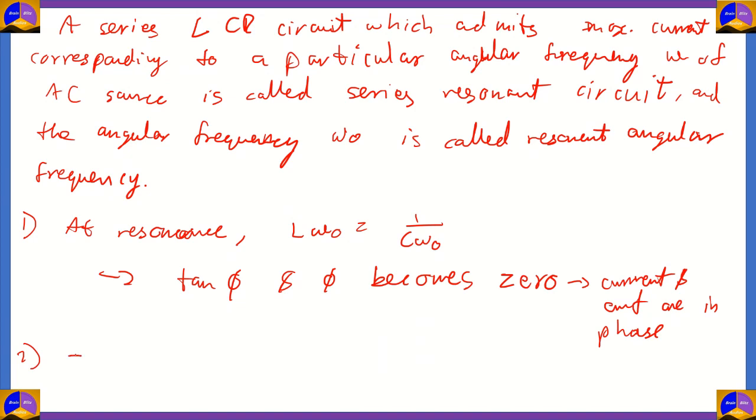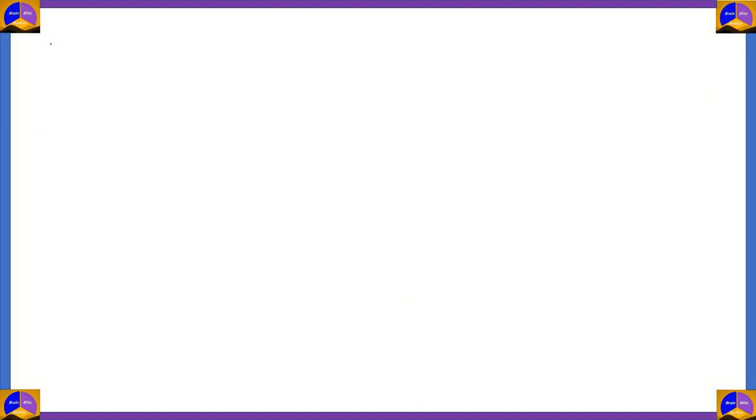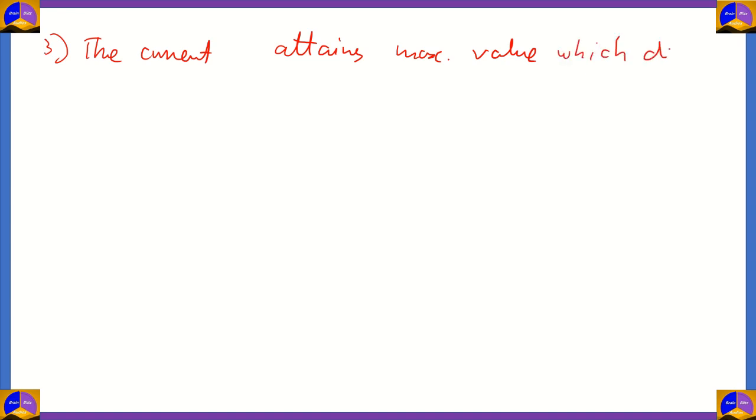Next, the impedance Z is minimum, and the exact value will be Z equals R. So the value of impedance will be the same as the value of ohmic resistance. Now, another important thing is that the current attains maximum value, which depends only on the ohmic resistance R.